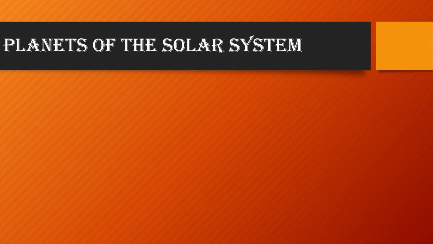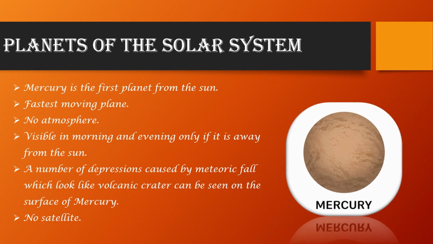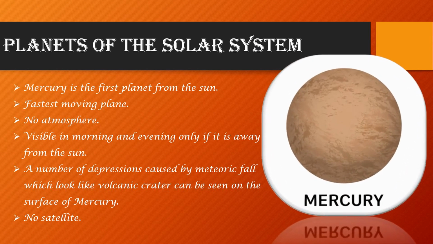Students, now let us have some information about the planets of the solar system. We begin with Mercury. Mercury is the first planet from the sun, and Mercury is the fastest moving planet. It has no atmosphere and it is visible in the morning and evening only if it is away from the sun. A number of depressions caused by meteoric fall, which look like volcanic craters, can be seen on the surface of Mercury. Also, Mercury has no satellite.